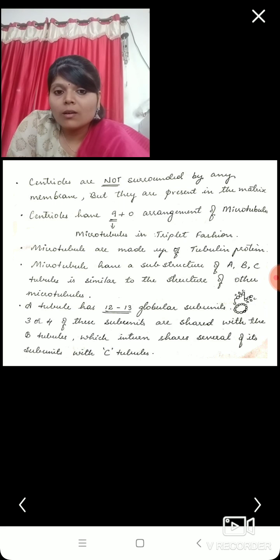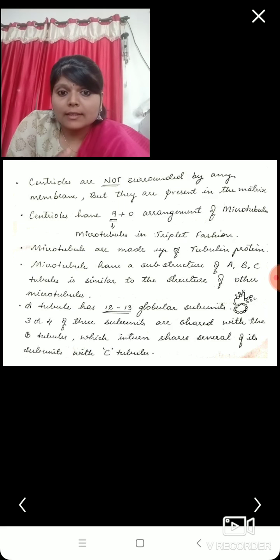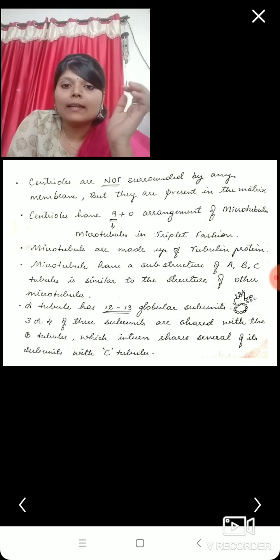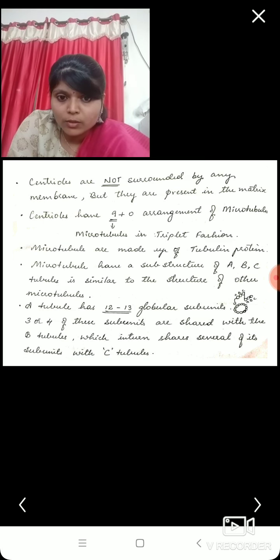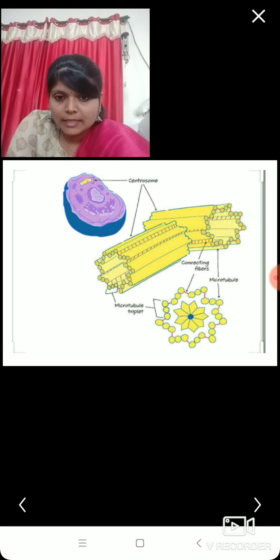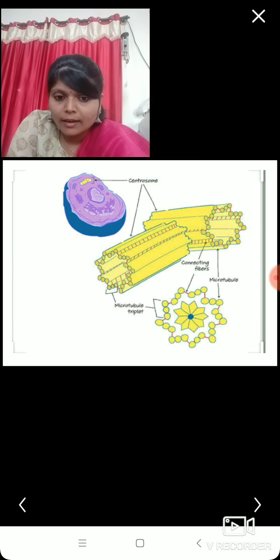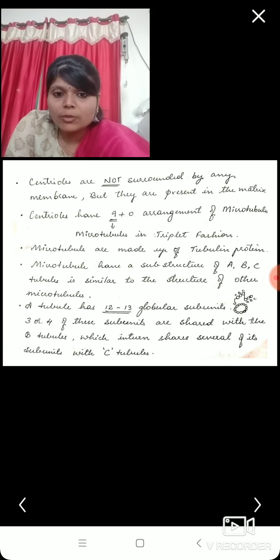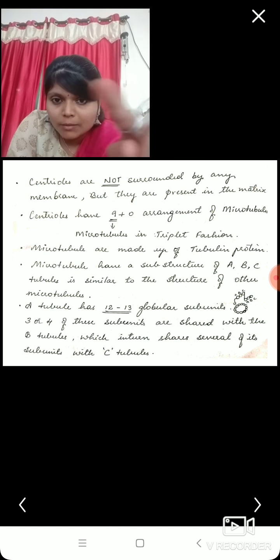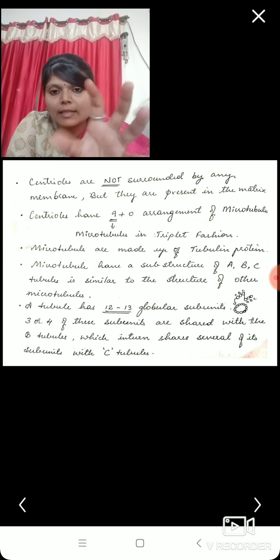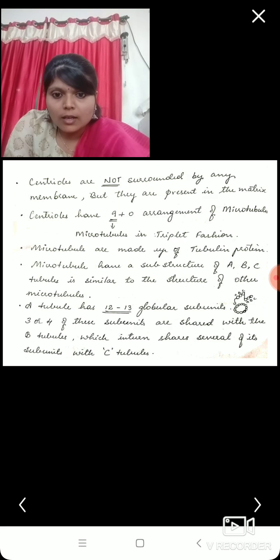The centrioles are not surrounded by any membrane, but they are present in a matrix. Centrioles have a 9 plus 0 arrangement. What do you mean by that 9 plus 0 arrangement of microtubules? As I told you before, in this picture there are 9 microtubule triplets present, and plus 0 arrangement means that in between there is no microtubule present. Around the perimeter only you can see the 9 microtubules.